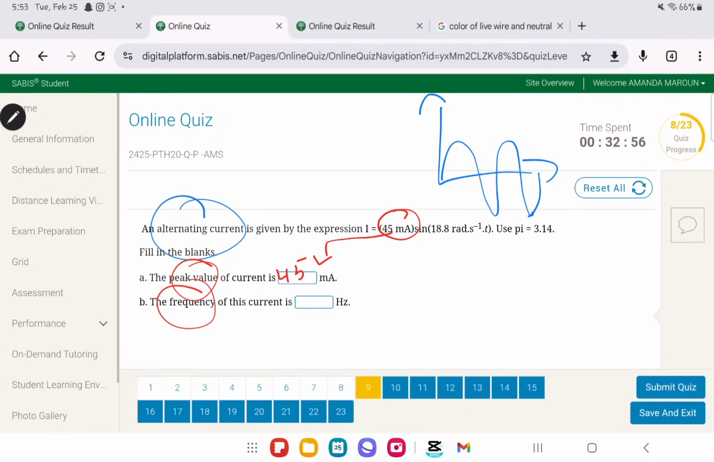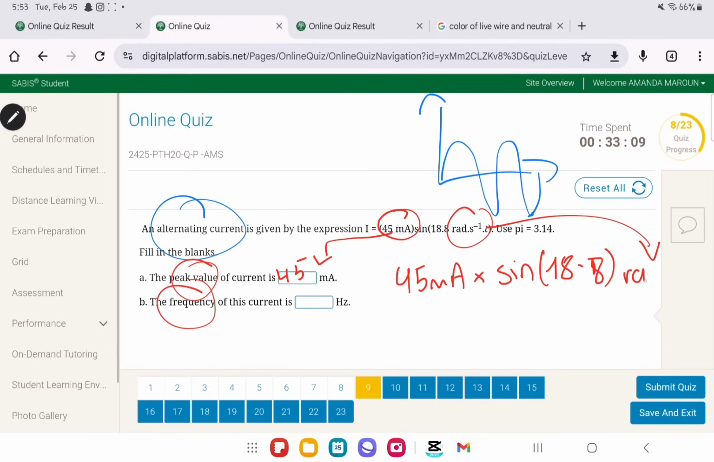Now the frequency. To find the frequency of this current, we know that it is written like this: 45 milliamperes times sine 18.8 times, what, times radian, or I don't know what this is, rad. It could be radical, it could be radian, I don't know what it is. Times the inverse of seconds, times the time.